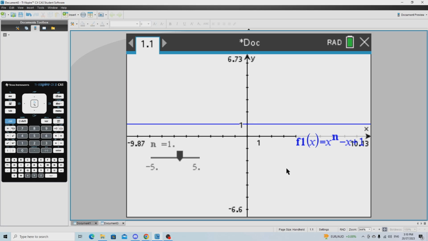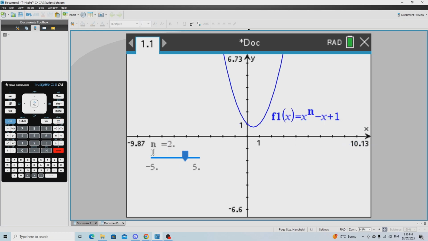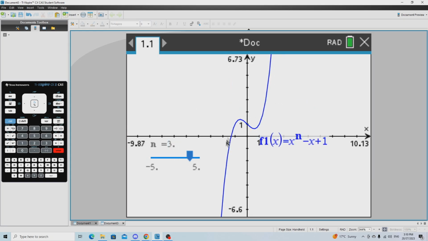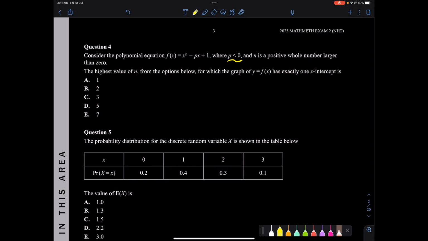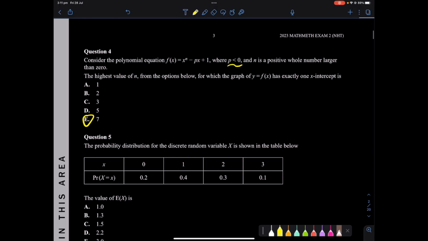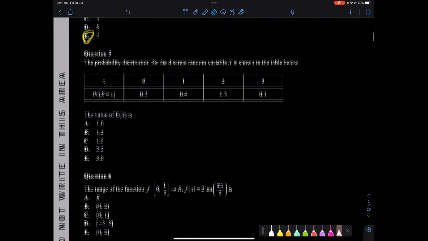So what about when n is equal to 2? All right, still no x-intercept, and we want exactly one x-intercept. So what about 3? Aha, we get an x-intercept. But we have to do 5 because we want the highest value. So 5 we also get. And what about 7? Also. Okay, so your answer for this one is E, 7, because we want the highest value of n from the options below. Okay, question 5.